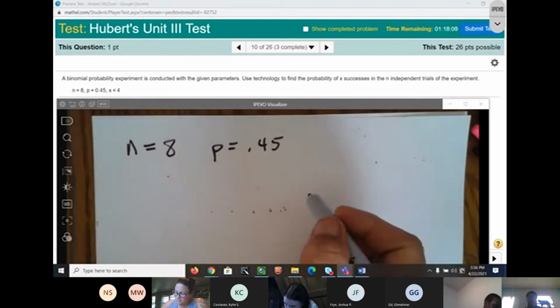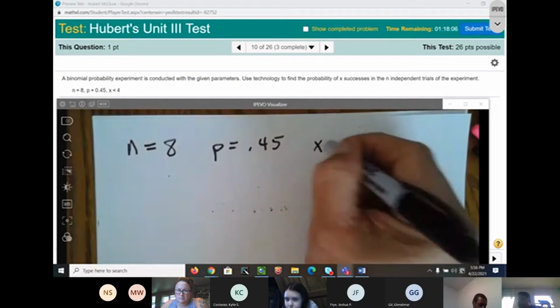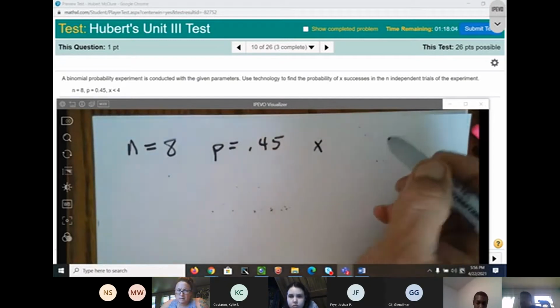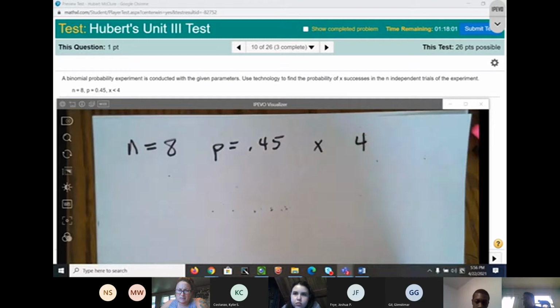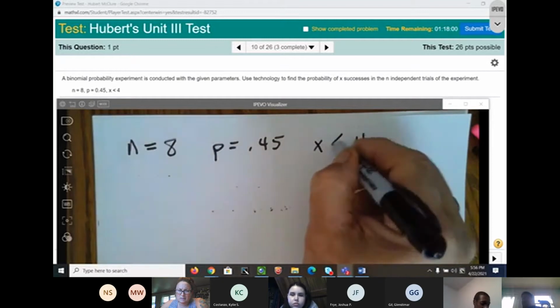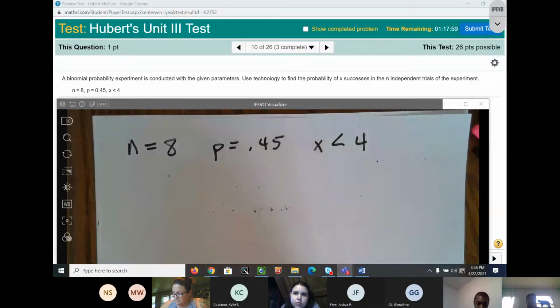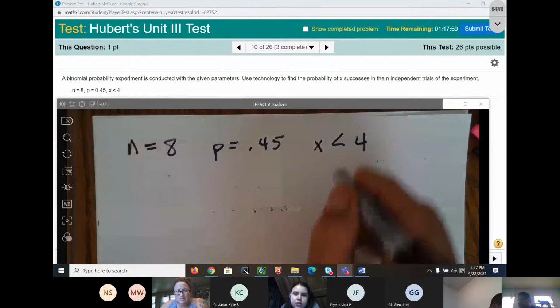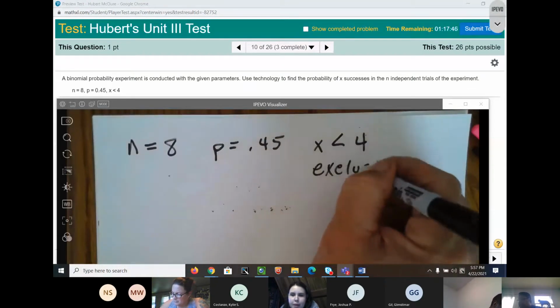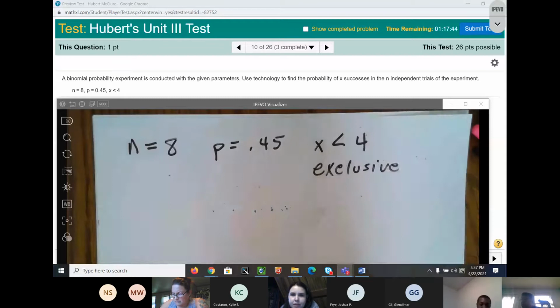Okay, and X is what? Somebody tell me what that is. X is what then 4? Less than. Is that inclusive or exclusive? Do you include 4 or do you exclude 4? It's less than, so you exclude it. Exclude. So this is exclusive. So that means you cannot touch 4. So 4 is going to get a big red X through it because you cannot touch 4.